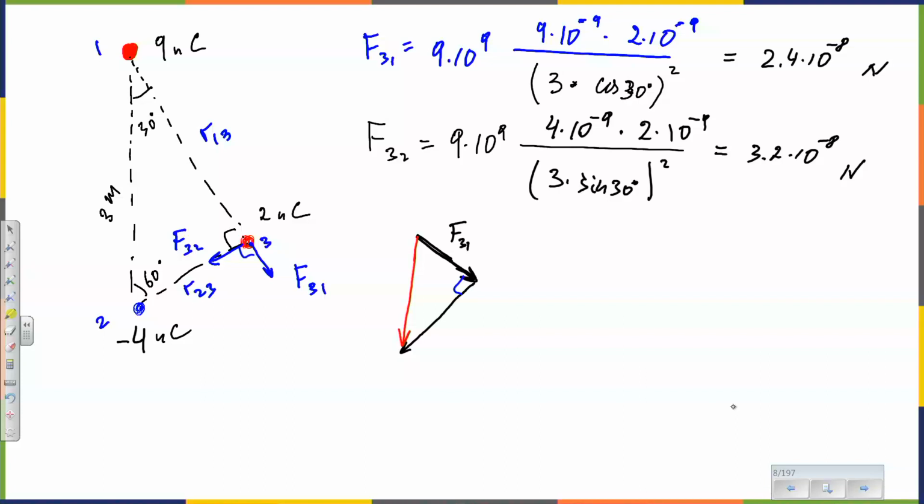This arrow represents the net force now. All we need to do is just calculate the hypotenuse. That will be the magnitude of the net force.